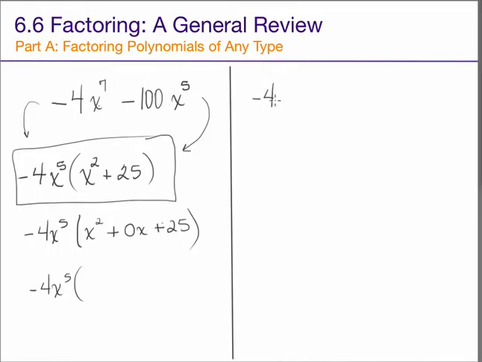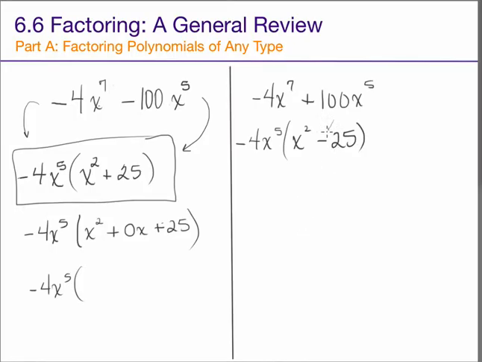If instead I had asked you to factor this, which looks very similar, I would have started the same way. Factor out a negative 4x to the 5th. What's left over is 1x squared minus, this time, minus 25. Negative 4x to the 5th times x squared is negative 4x to the 7th. And negative 4x to the 5th times negative 25 is positive 100x to the 5th.